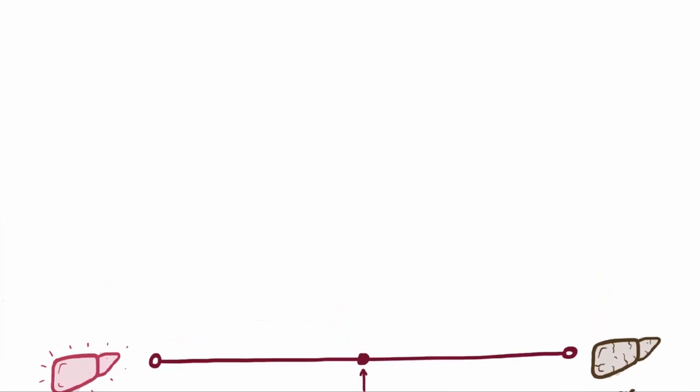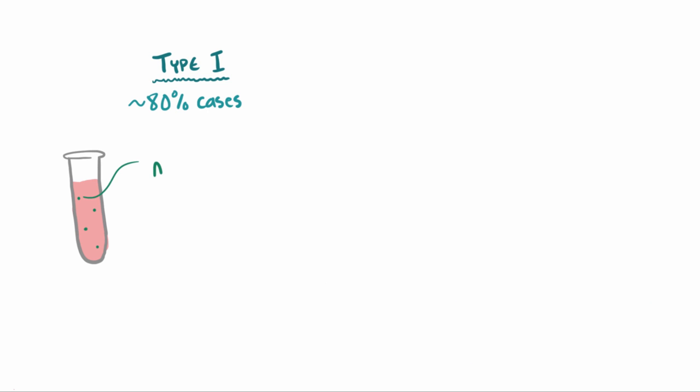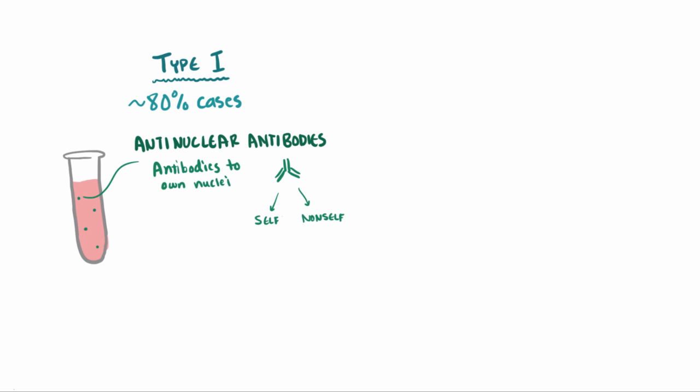Autoimmune hepatitis can be split into 2 types. Type 1 is the most common, accounting for about 80% of autoimmune hepatitis cases, and is characterized by several lab findings. First, we'll look for antibodies to your own nuclei that are floating around in your blood. We also call these anti-nuclear antibodies, or ANAs. And these antibodies have failed to be able to tell the difference between self and non-self, and so they end up being against the proteins in the nuclei of your own cells. Also, along the same lines, we might find antibodies that are targeting your own smooth muscle proteins as well.